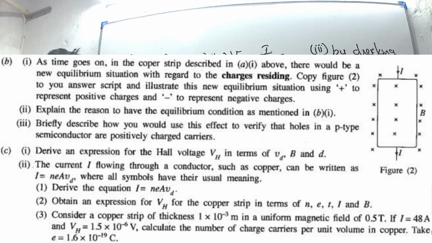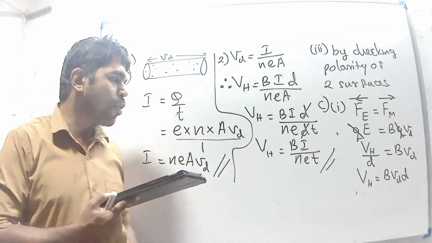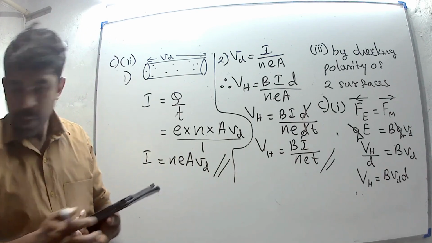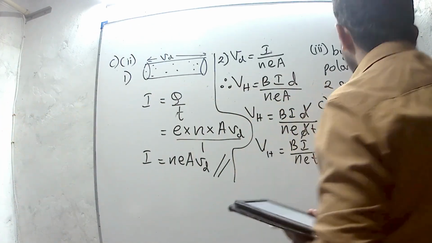Then third part. Consider a copper strip of thickness 1 × 10^-3 meters in a uniform magnetic field of 0.5 Tesla. If I equals 48 amperes and VH is 1.5 × 10^-6 volts, calculate the number of charge carriers per unit volume in copper. Take e as 1.6 × 10^-19. We have to find the N value. Then we can make N the subject using this equation.